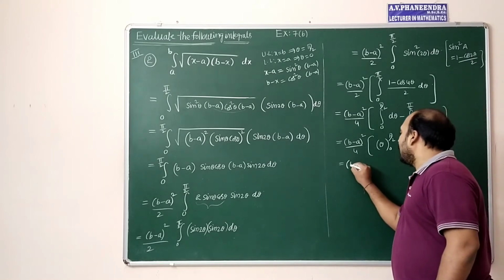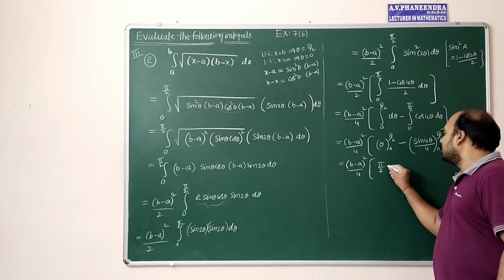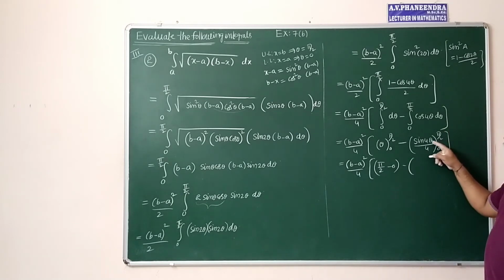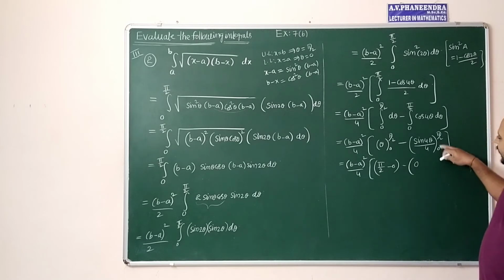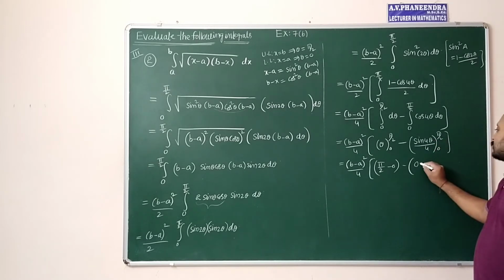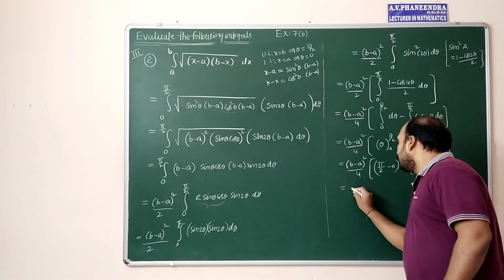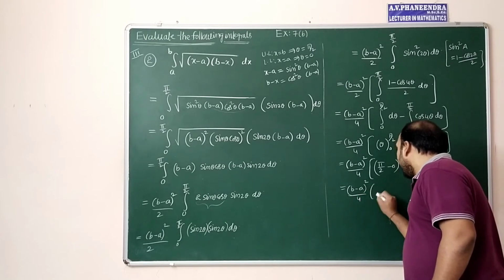So (b minus a) whole square by 4, first upper limit minus lower limit, pi by 2 minus 0, minus, in place of theta if we substitute pi by 2, sin 2 pi will come, 4 into pi by 2, 2 ones are 2, 2 twos are 2 pi. Sin 2 pi is what? 0. Theta equal to 0 substituted also, sin 0 is 0. So this last term goes to be 0, which is equal to (b minus a) whole square by 4 into pi by 2.